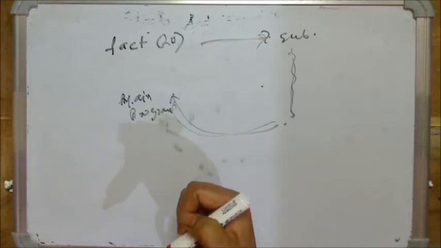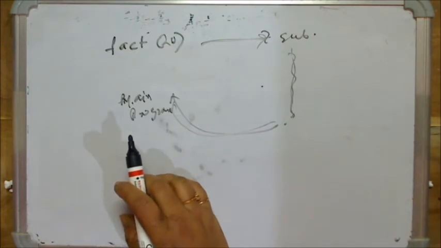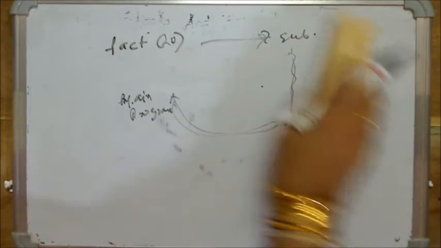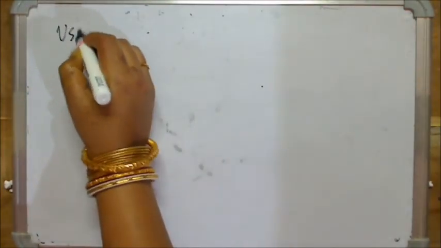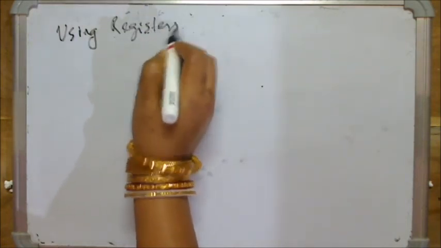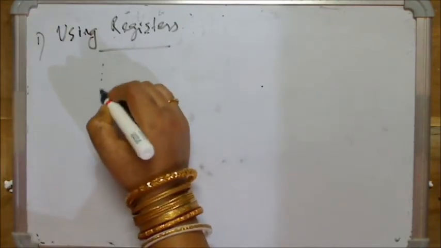So how you pass your parameter to the subroutine is what you are learning. This is the way. Now to give the value to the subroutine, you need to store the value. The first method of passing the parameter is using registers. Suppose this is your main program.